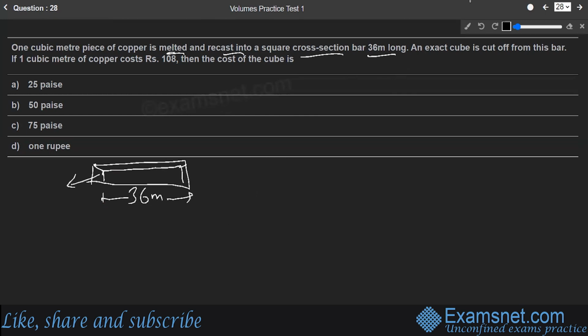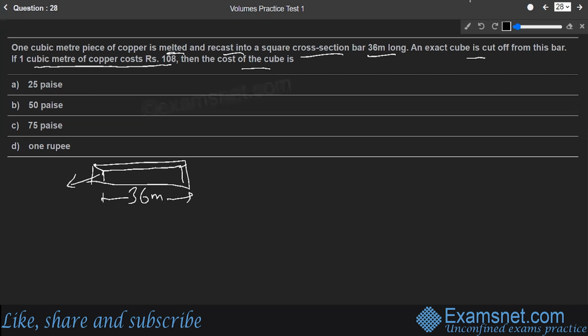Further he says an exact cube is cut off from this bar. If 1 cubic meter of copper costs this much, then the cost of the cube is asked. So clearly we'll have to find out the volume of that particular exact cube that is to be cut off. First of all, let us try to find out the volume of this particular copper piece.